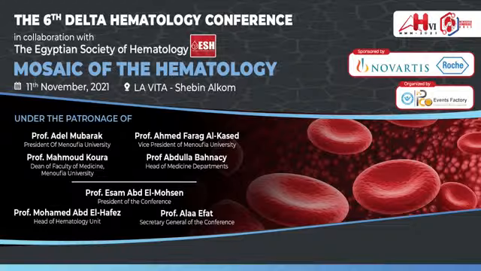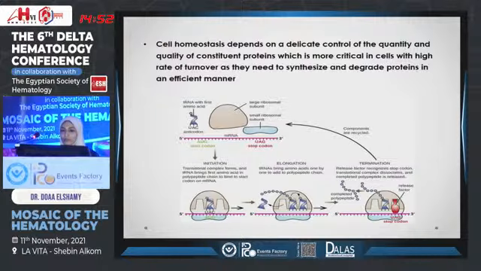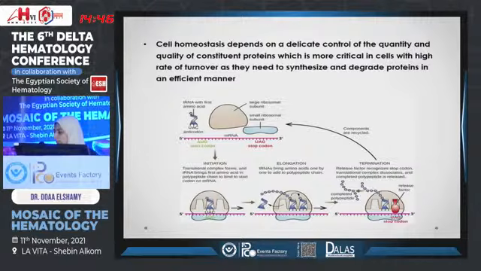I'll talk about the Holy Grail for hematologic malignancies. At first, all of us know that cell homeostasis depends on the delicate control of the quality and the quantity of constituent protein, which is more critical in cells which have a high turnover rate. And this needs to synthesize and degrade proteins in an efficient manner.